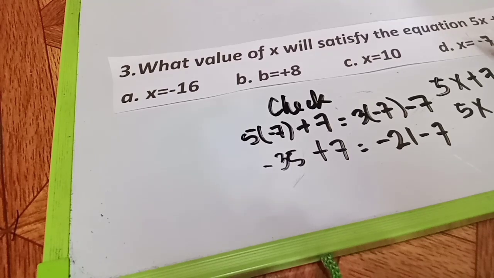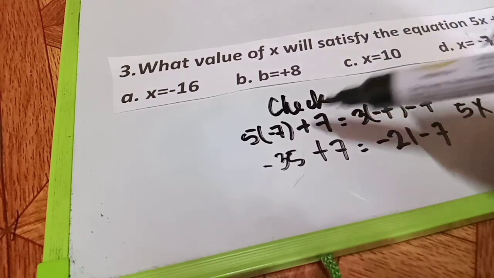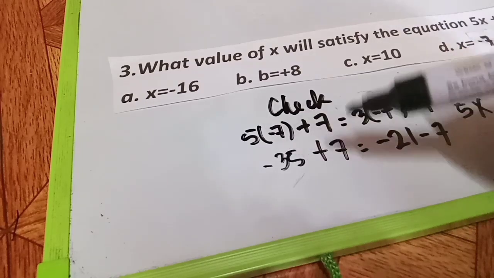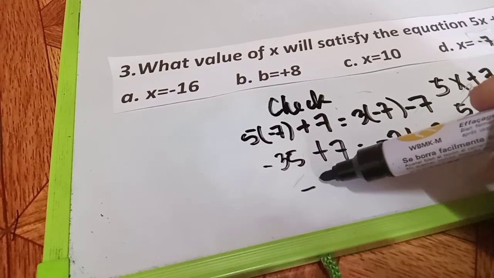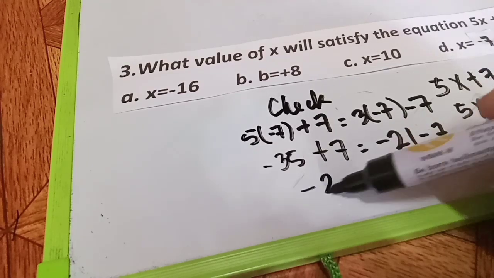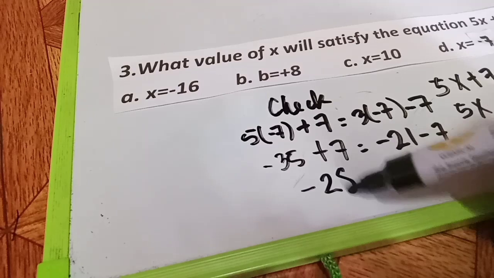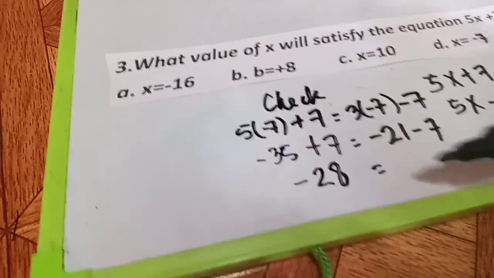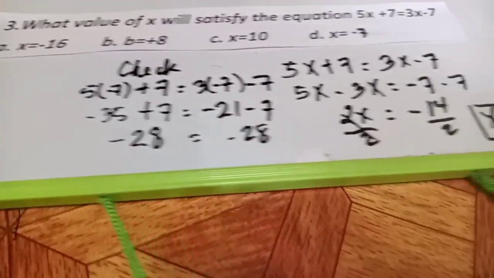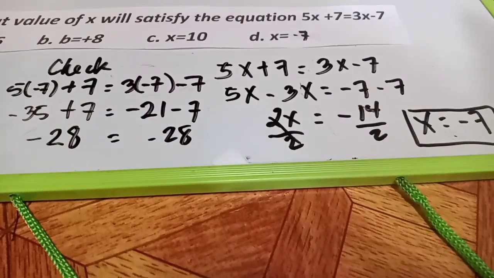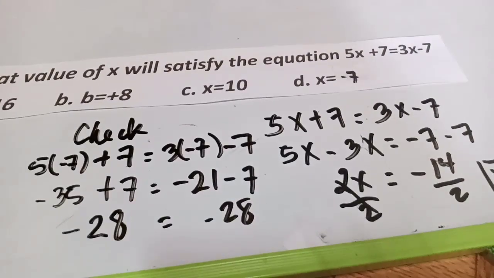So, negative 35 plus 7, we have negative 28. Is that correct? And the answer on this side will also become negative 28. So, our answer is correct. Negative 7. Okay. Let's proceed to the next number.